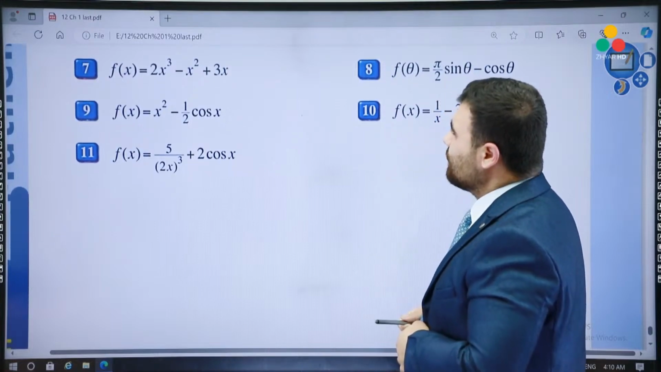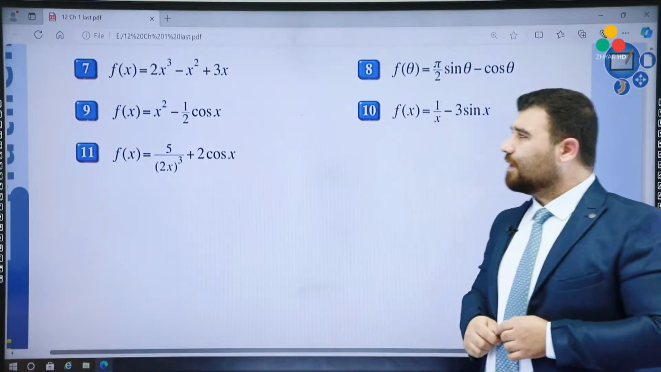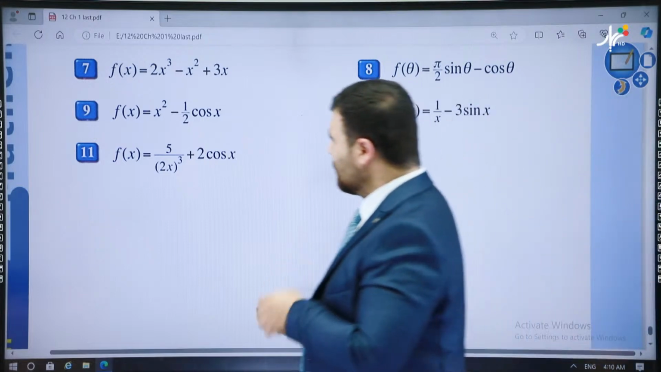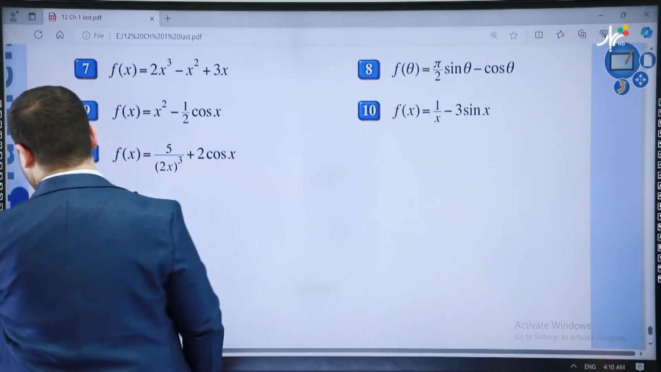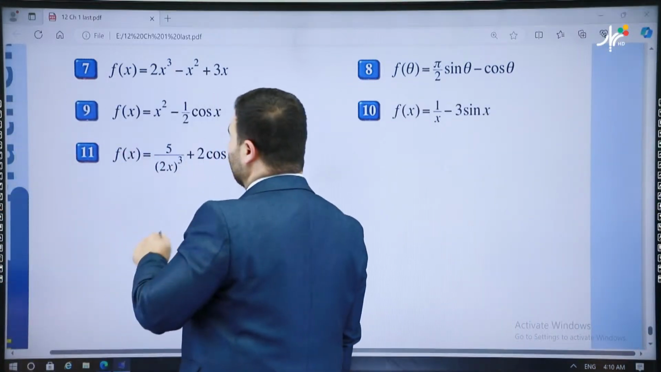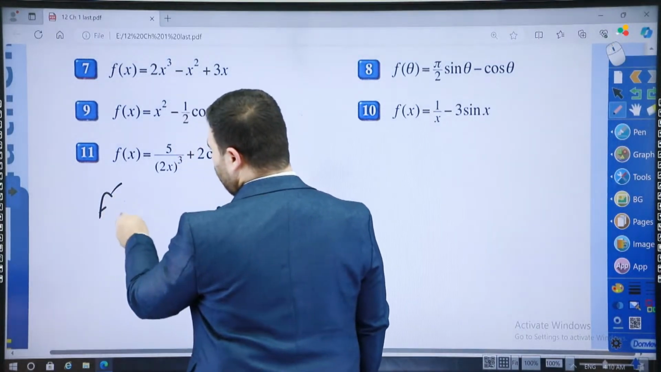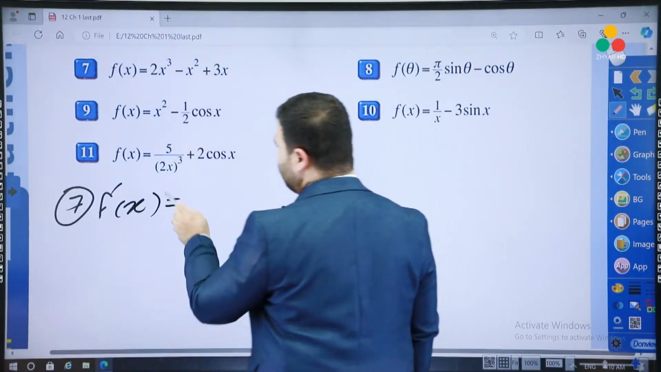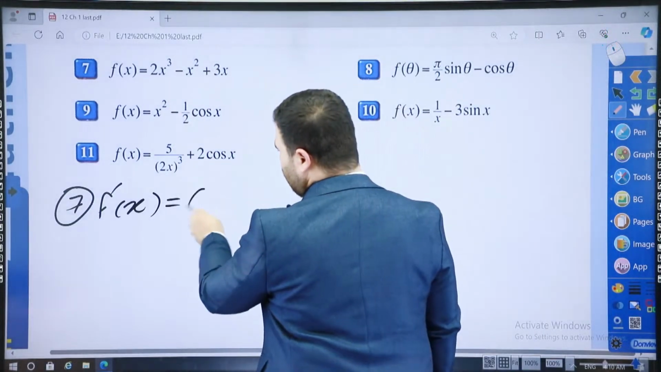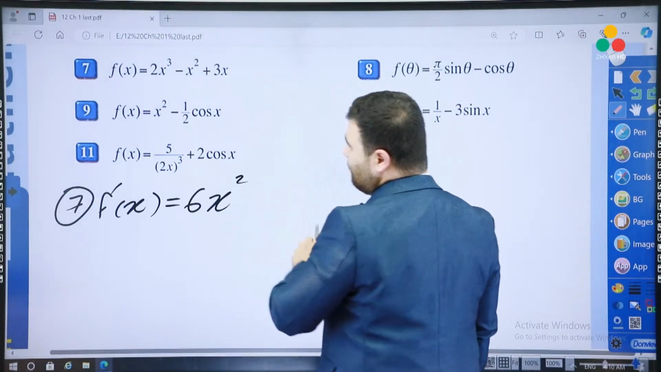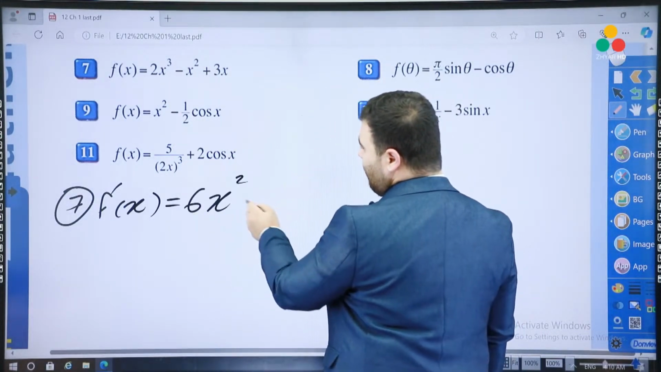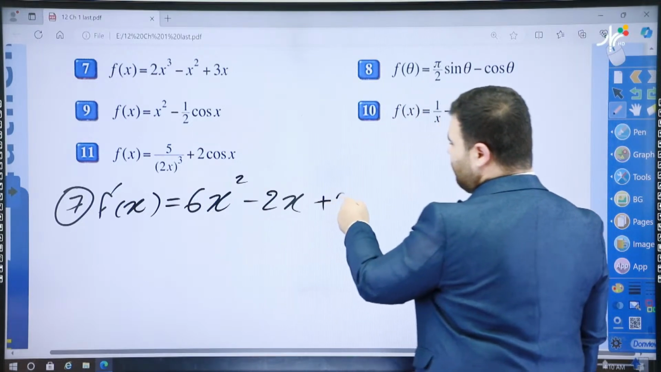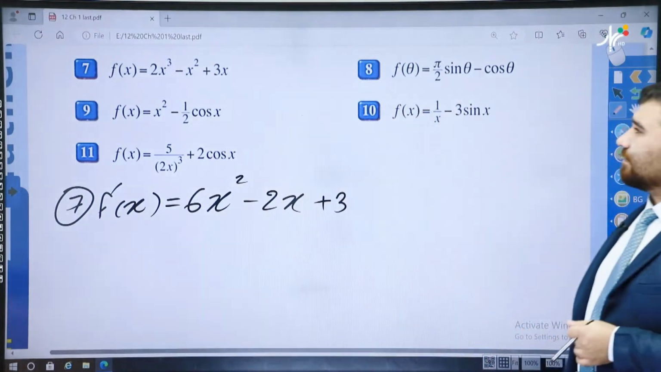Here, question 7. 2x power 3 minus x power 2 plus 3x. You're supposed to be able to do this by now, and I'm sure you can do it. F prime of x, this is question 7, is equal to 2x power 3 is 6x power 2, power minus 1. X power 2 is minus 2x. 3x is just 3. So this is the derivative.